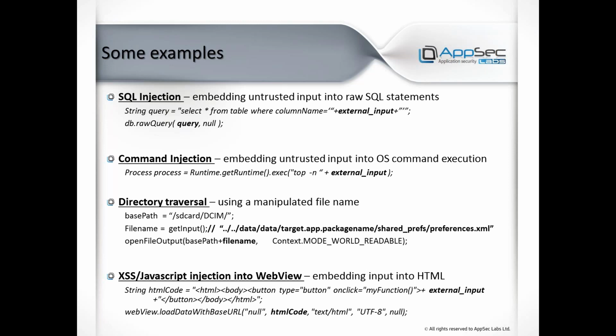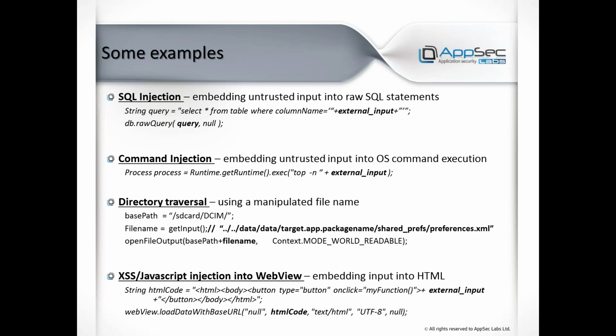We're talking about command injection, in which external input is just appended to the end of another command, and the attacker can add, for example, a semicolon and introduce a new command to the OS. We're talking about directory traversal attacks, in which the app thinks it is opening a file, but actually it's opening another file, due to the fact that the file name might contain ..